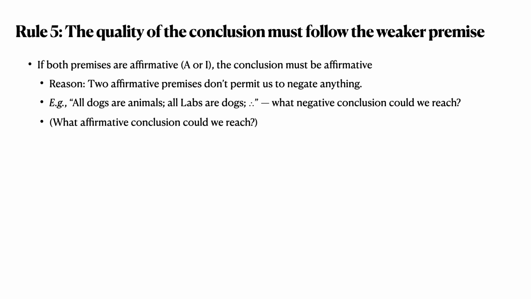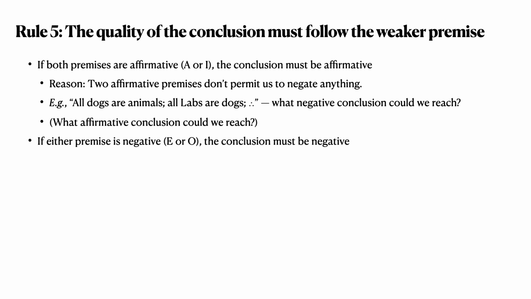But I can't say that no labs are; there's no basis for excluding anything. So I can't come up with a negative conclusion based on those two premises to begin with. What about if either premise is negative? Well, then, like an E or an O, the conclusion has to be negative. So if you've got two affirmatives, you've got to have an affirmative. If you have an affirmative and a negative, you've got to have a negative.